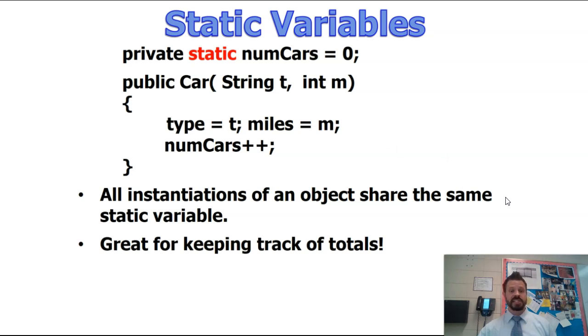Okay, again, all instantiations of an object share the same static variable. Okay, so if you looked at numCars for the first car or the fifth car, they'd all be the same. And these variables are great for keeping track of totals. So again, what this variable is going to do is keep track of the number of car objects I create.